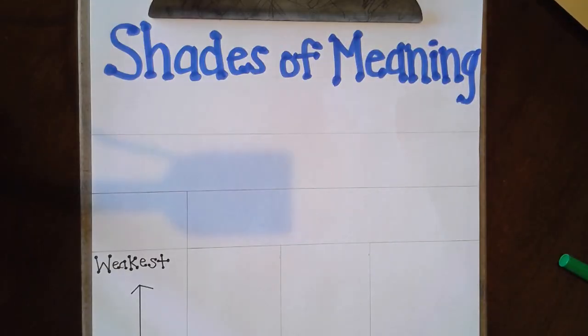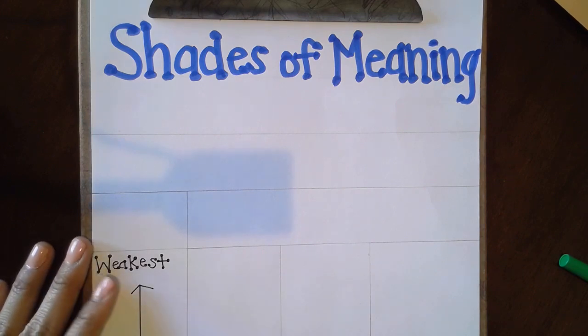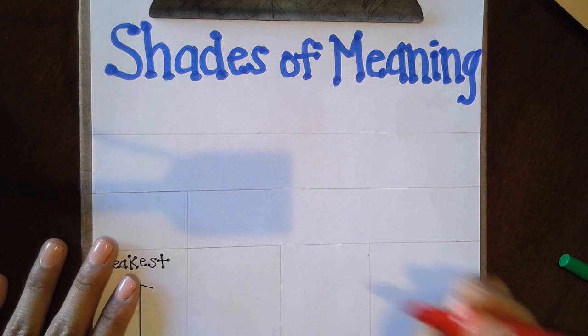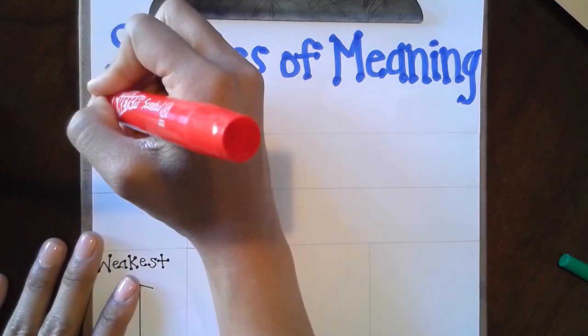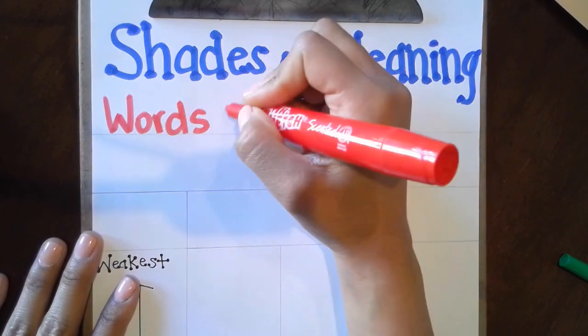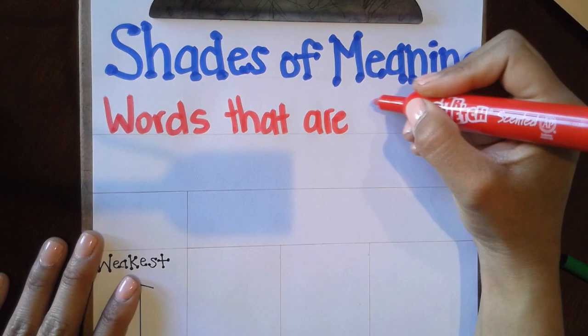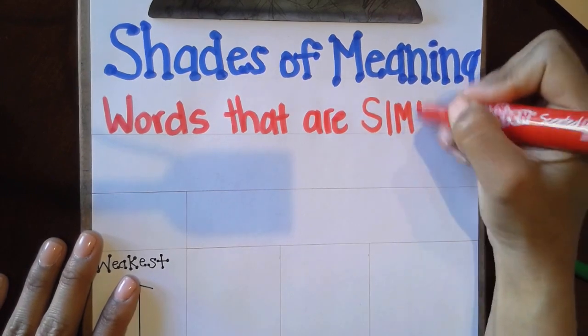Here is our shades of meaning anchor chart that we will be making together. So let's find out what shades of meaning means. It means it is words that are similar. I'm going to write it in all caps. Similar.